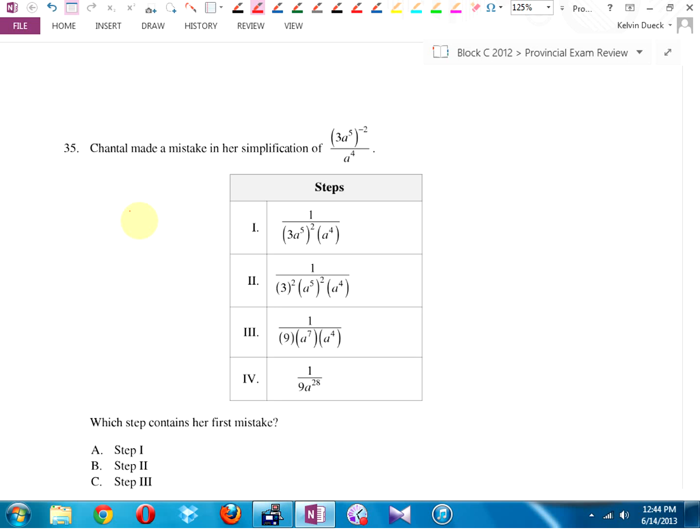Chantal made a mistake in her simplification of that. What step contains her first mistake? Now, I would have told you to multiply the -2 in first and then go elevator. They've chosen to go elevator first and then go power to a power. Okay. So I think I'm okay with the first line, yes? Because what does a negative exponent act like? An elevator, so that -2 would move the whole thing to the bottom and become a +2, and the 8 to the 4th would stay where it was. So I got no issues with this.